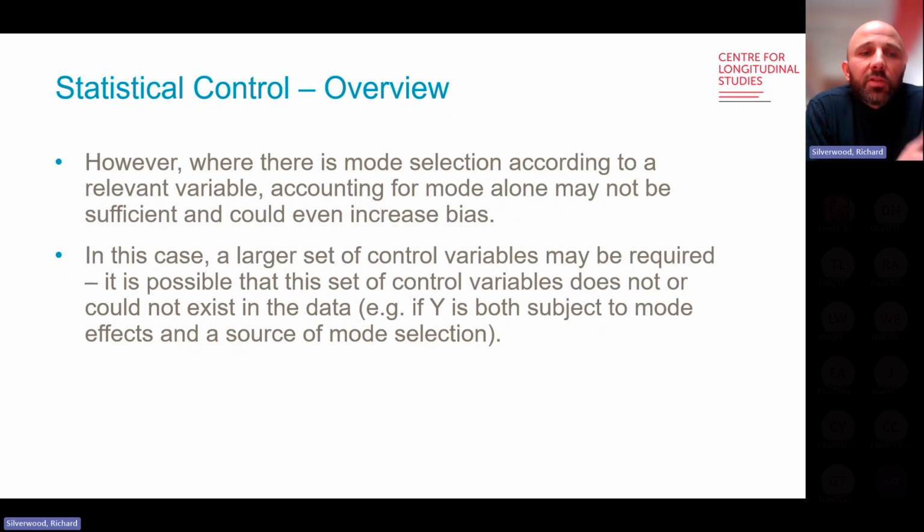And if this is the case, when you've got this mode selection, then you would need to include a larger selection of control variables. But it's possible that these control variables may not exist in your data. For example, you may not even know which factors affect selection to mode, so you haven't measured them. Perhaps you do know what they are, but they've not been measured if it's a secondary analysis of existing data. And it may be that it's not possible to really observe these. For example, if the variable that's subject to mode effects also affects selection into mode, then you're unable to observe the true value of that directly.